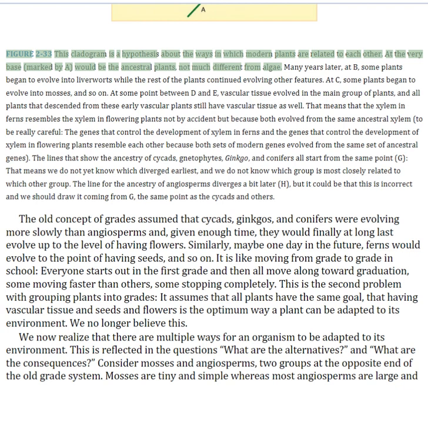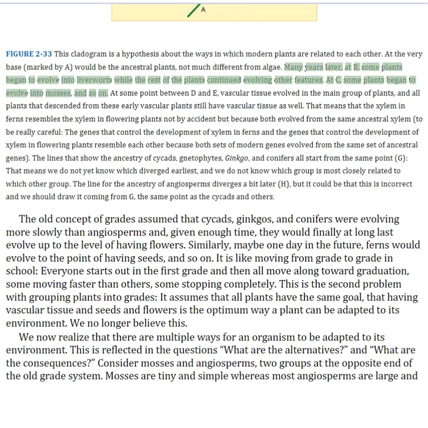Figure 233. This cladogram is a hypothesis about the ways in which modern plants are related to each other. At the very base would be the ancestral plants, not much different from algae. Many years later, at B, some plants began to evolve into liverworts while the rest of the plants continued evolving other features. At C, some plants began to evolve into mosses, and so on.